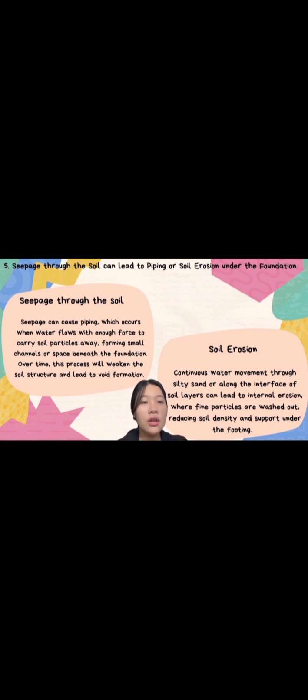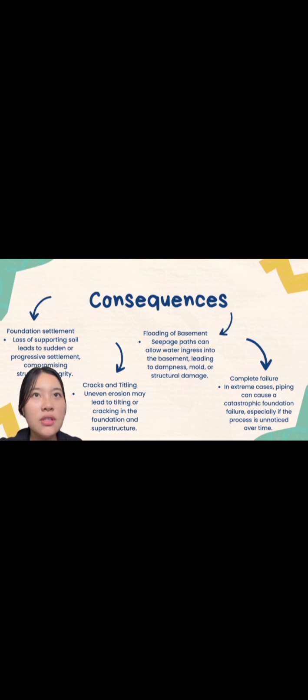For soil erosion, if there is continuous water movement through siltation or along the interface of soil layers, it can lead to internal erosion, where fine particles are washed out and it will reduce the soil density and support under the footing. For the consequences, firstly, we have foundation settlement. Loss of supporting soil leads to sudden or progressive settlement, compromising structural integrity. Second is cracks and tilting. Uneven erosion may lead to tilting or cracking in the foundation and superstructure.